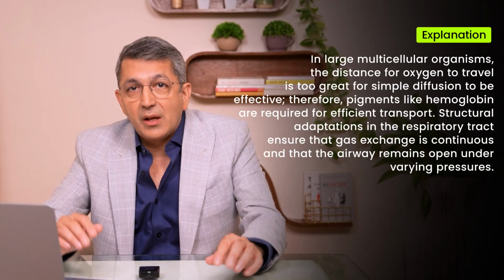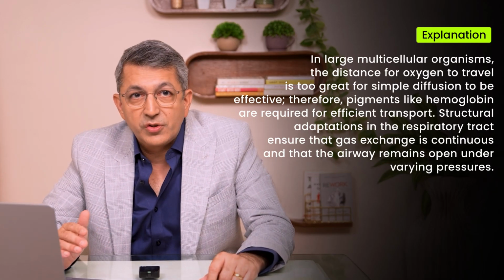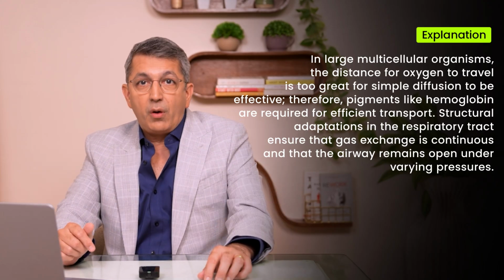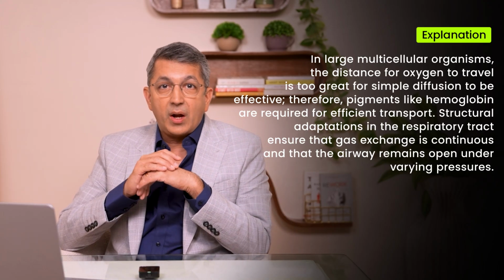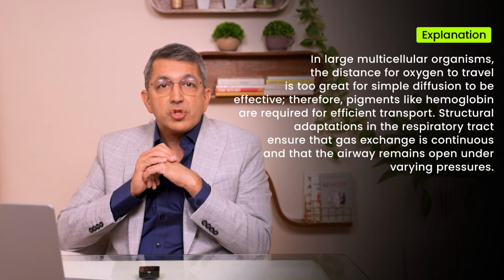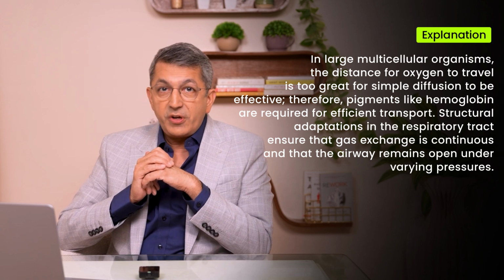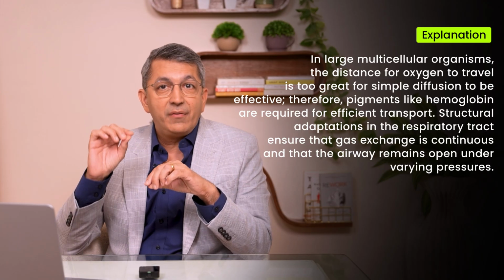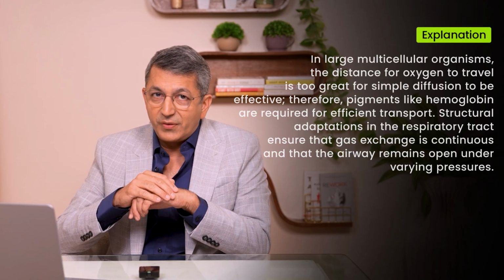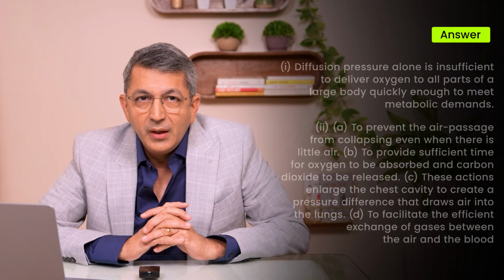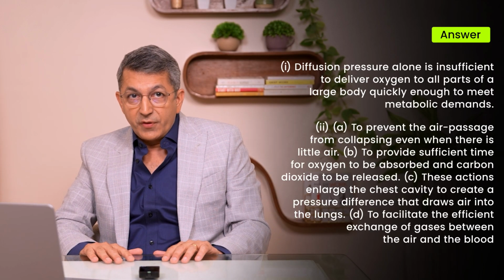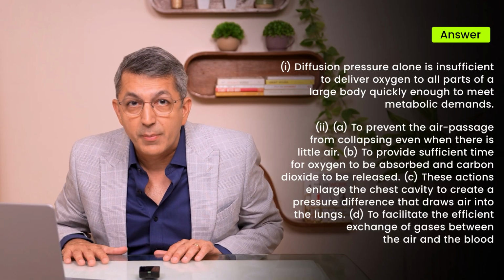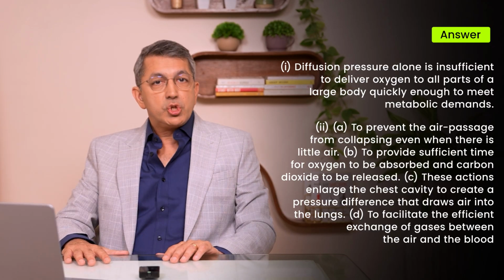Explanation. In large multicellular organisms, the distance for oxygen to travel is too great for simple diffusion to be effective. Therefore, pigments like hemoglobin are required for efficient transport. Structural adaptations in the respiratory tract ensure that gas exchange is continuous and that the airway remains open under varying pressures. Answer. 1. Diffusion pressure alone is insufficient to deliver oxygen to all parts of a large body quickly enough to meet metabolic demands.